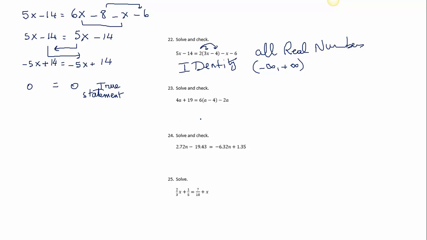Let's try this one now. Okay, we have 4a plus 19 equals, let's distribute the 6.